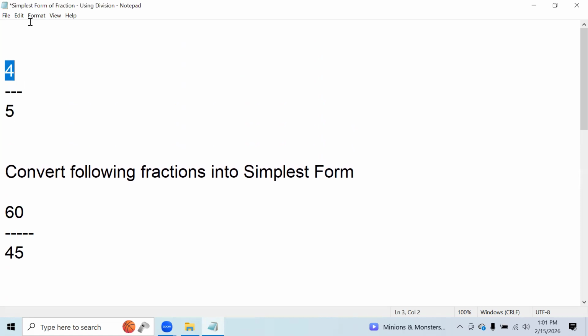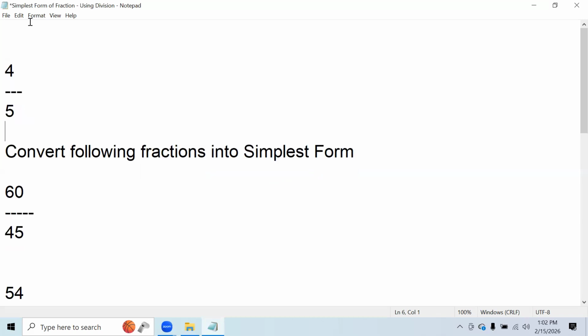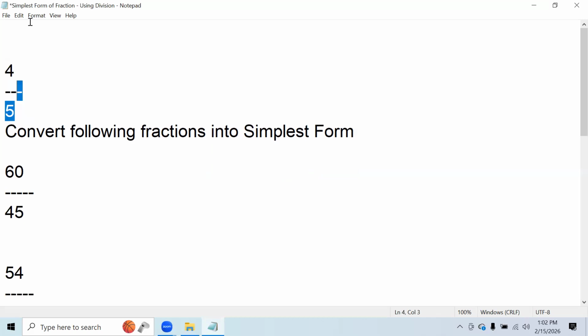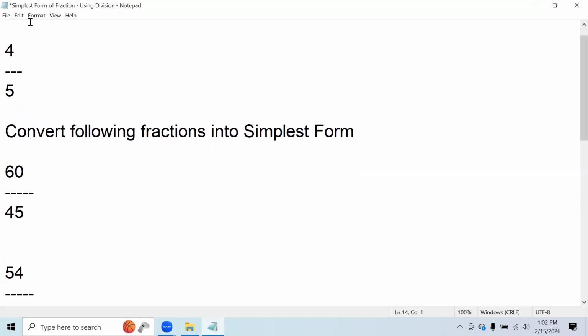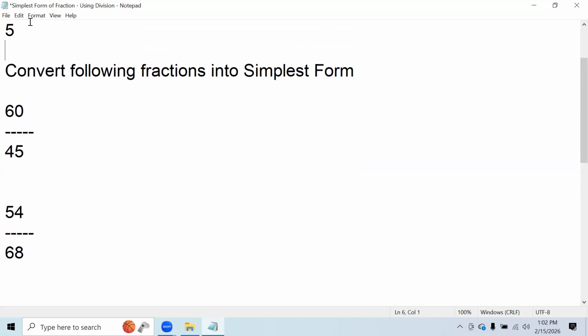Now, is there any number by which 4 and 5 are divisible apart from 1? If we go with 2, 2 2s are 4, but we cannot divide 5 by 2. So here we can say that 4 and 5 are both divisible by only 1 now. So this is the situation where we call it the simplest form of a fraction. We cannot further divide it by any common factor other than 1. 1 is always a common factor for any two numbers. We know that.